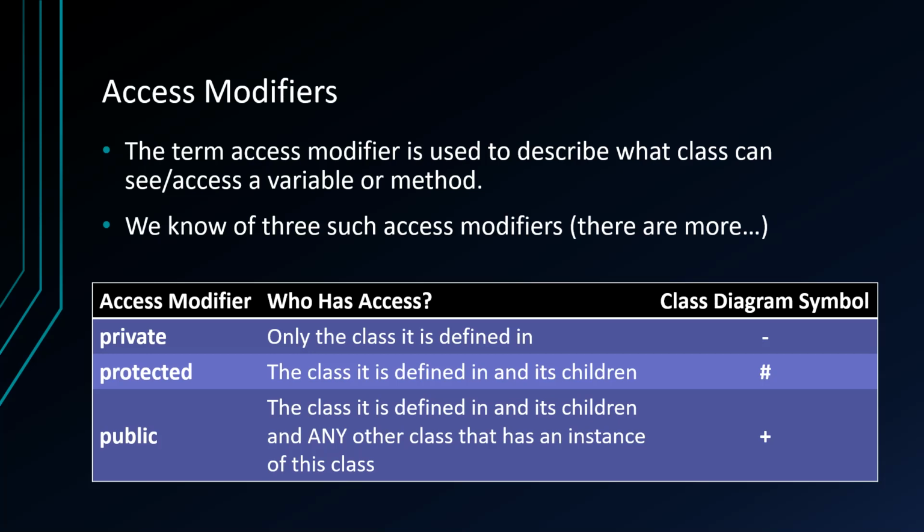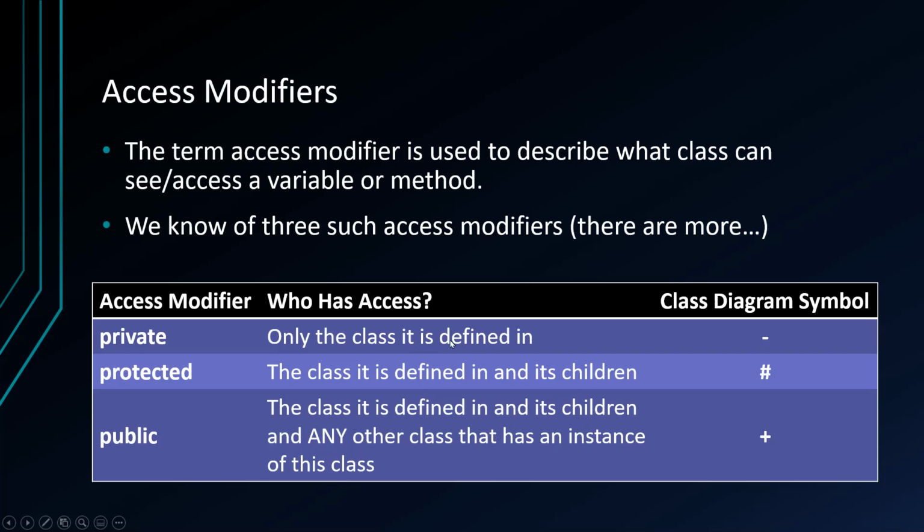So when you see something that's private, what that means is that only the class that it's defined in can use it. When you see something that's protected, the class that it's defined in and its children can use it. When you see something that's public, the class that's defined in and its children and any other class that has an instance of this class. You can see how this definition gets wider and wider.